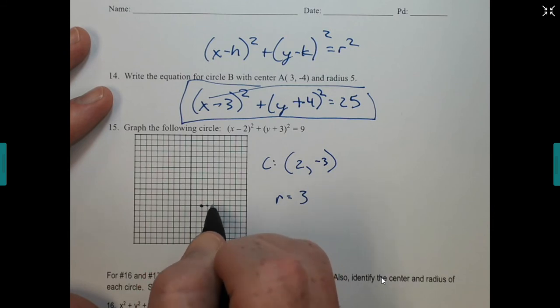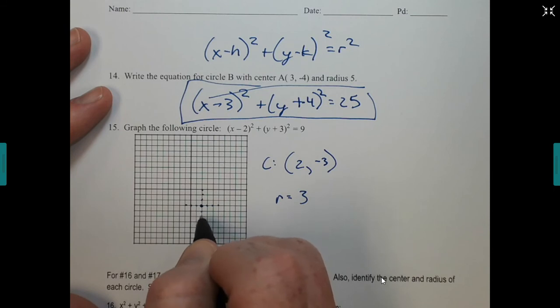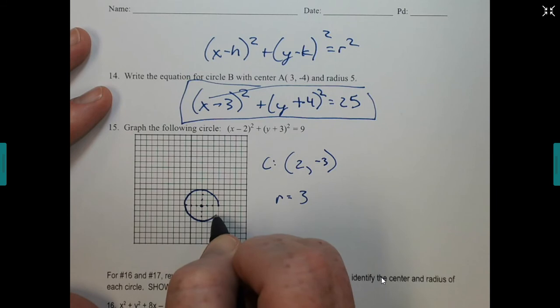And I just go 1, 2, 3, 1, 2, 3, 1, 2, 3. That's going to help me draw a decent circle.